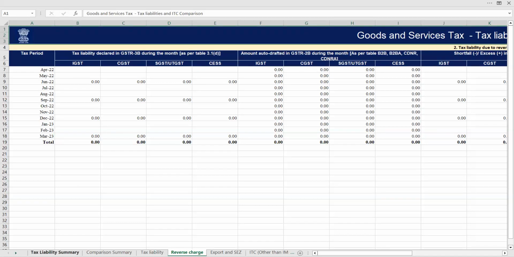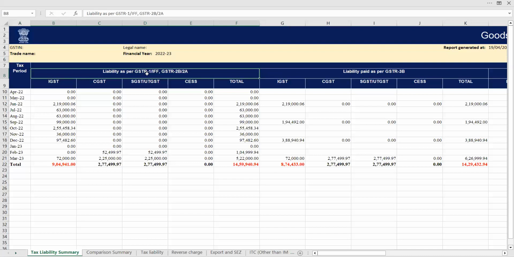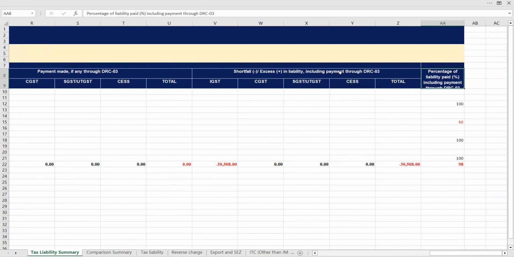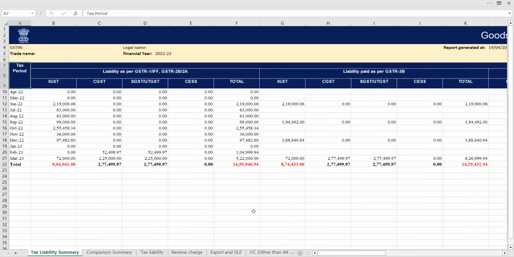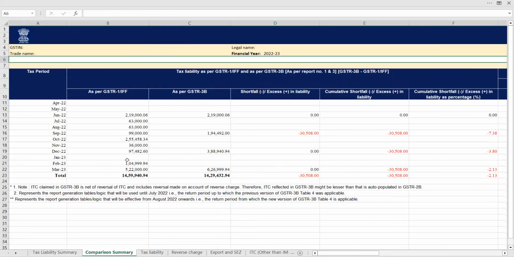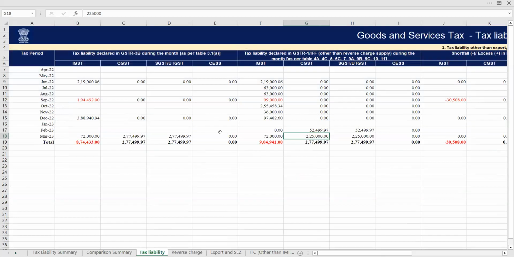You see, there are various sheets in this tax liability summary. What is filed as per GSTR-1 or IFF? What is the liability he declared as per 3B? What is the difference, and what is the percentage of difference? All these things are available. Same way, the comparison summary: what is as per GSTR-1, 3B, shortfall, whether he has made excess payment or shortfall. All these things you can see. Tax liability, how much he has declared, because it is quarterly, you see entries only on a quarterly basis. But payment is on a monthly basis, if he has made any payment monthly or done IFF filing, all these things.